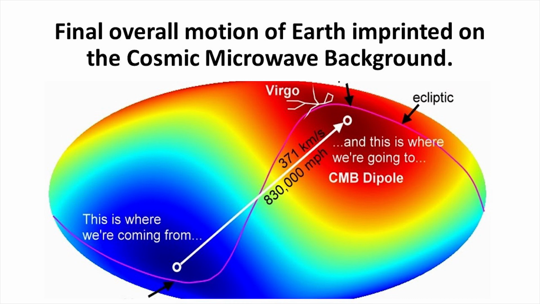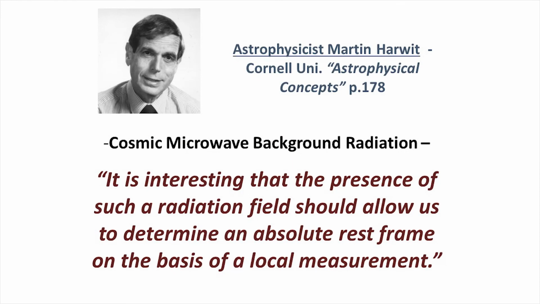We have measured the motion of our Sun in our galaxy and the motion of our local group of galaxies towards other galaxy groups against this background. The final overall result of adding all those velocities together is shown here. The direction and speed of the motion of any object in space can be different, but they can all be individually defined by the CMBR.